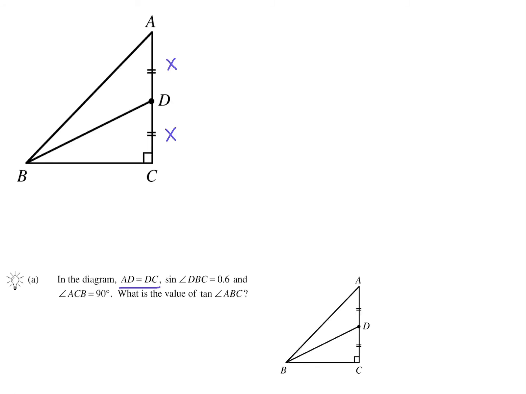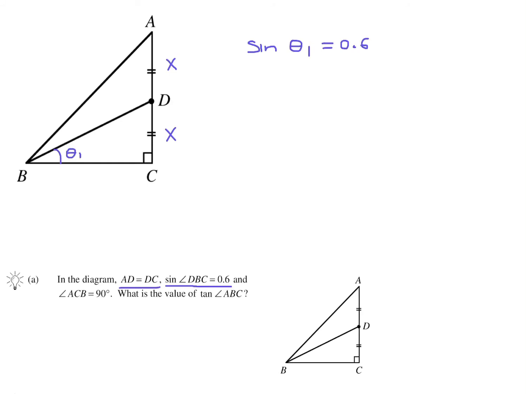But we can label this angle, because they've given us a relationship with sine. Sine of that angle, DBC, is equal to 0.6. So DBC, I'm going to call that theta 1. All right? Theta 1, like that. And do we need anything else? If we do, we'll add it later on, but I think so far we should be okay.